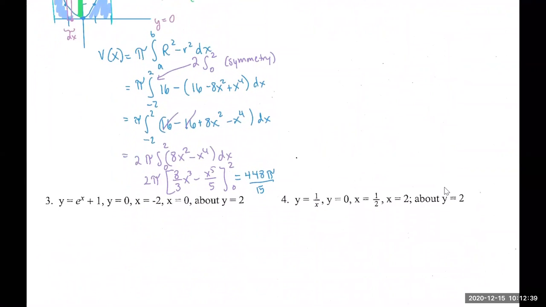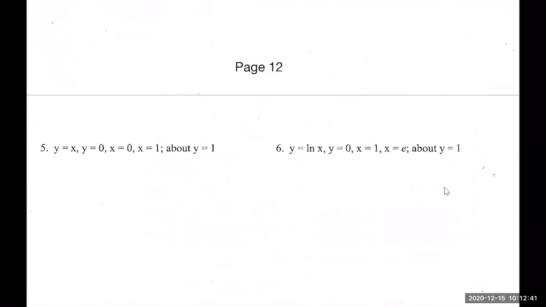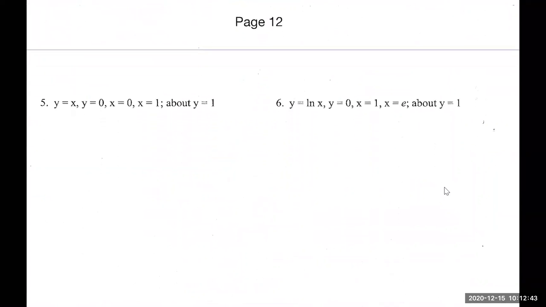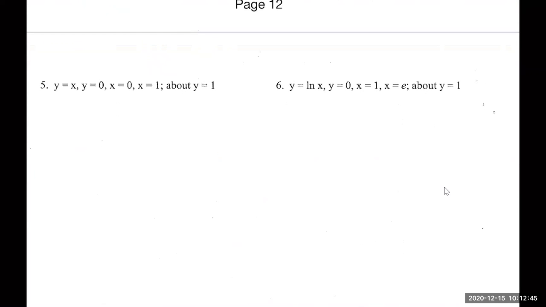So I'm going to have you guys move to the next page and look at question 6. And we're going to do question 6 two ways. We're going to first do it about y equals 1, and then I think I'm going to have it on a separate sheet of paper. You guys do it about x equals 1. So let's go ahead and graph y equals ln of x.